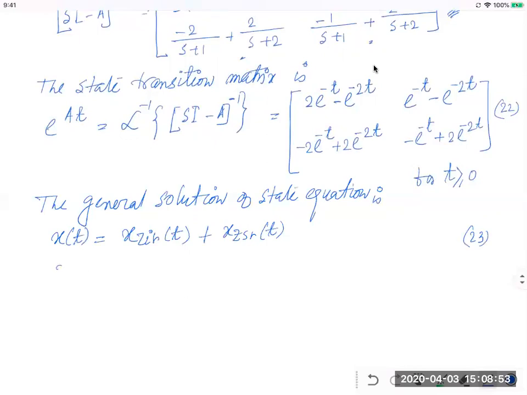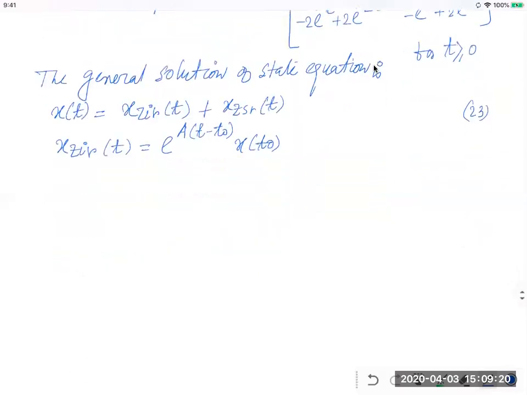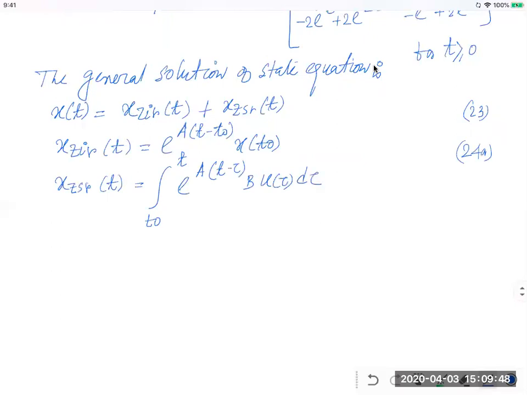where x_zir, the zero input response, is e to the power A times (t minus t0) multiplied by x(t0). t0 is the reference time, and the zero state response x_zsr is the integration from t0 to t of e to the power A times (t minus tau) multiplied by B multiplied by u(tau), that is the input. The operator is t tau.